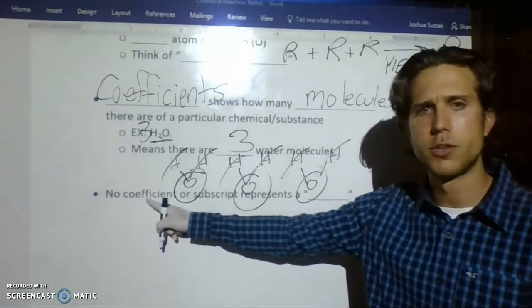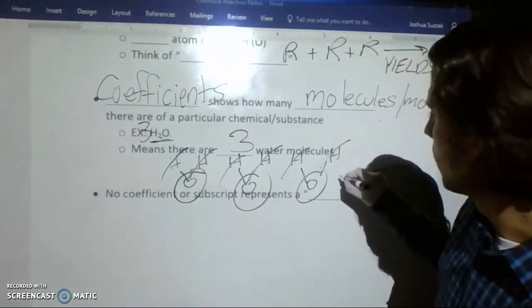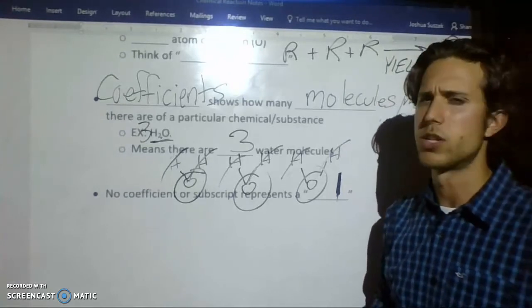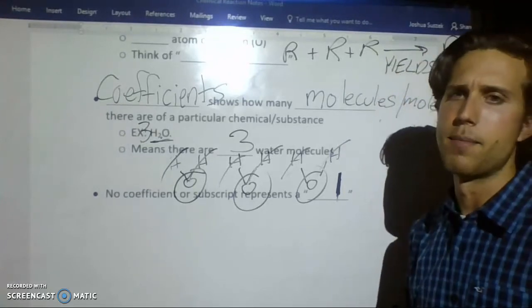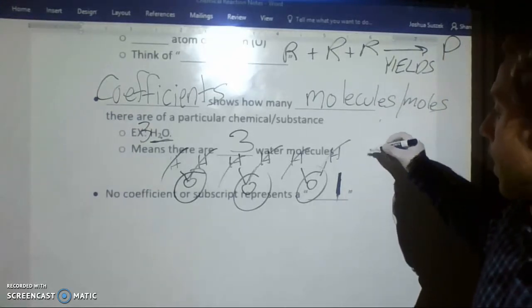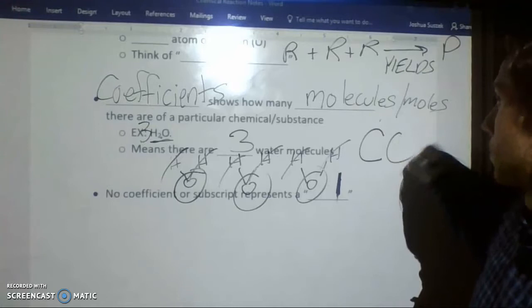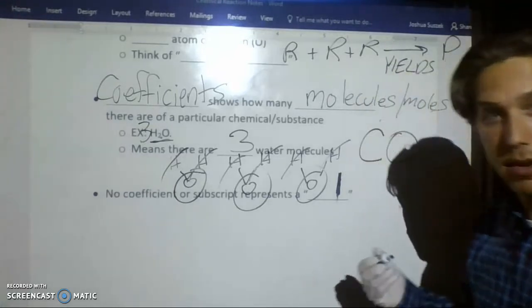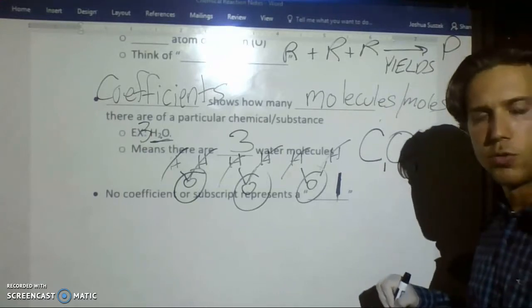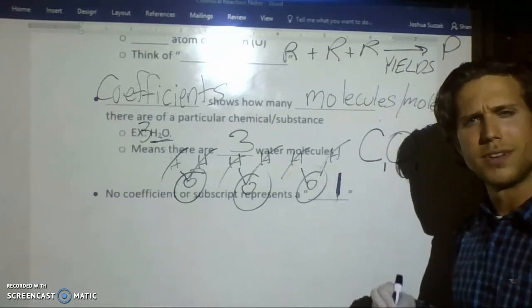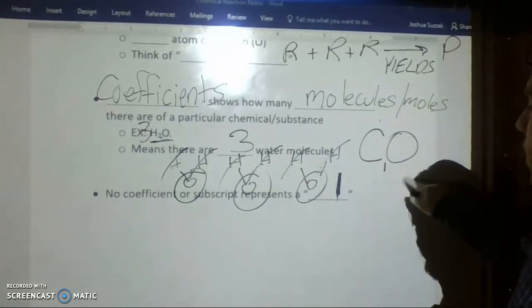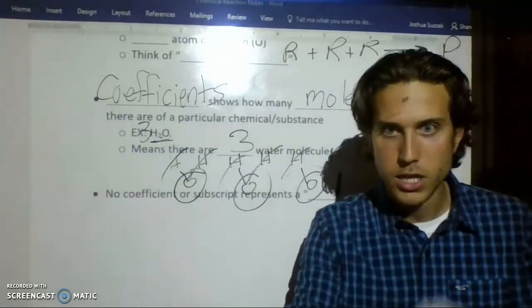Again, I want you, ladies and gentlemen, to remember that no coefficient or subscript means that it's a 1, and you are all number 1. Everyone's number 1 here at LVMS. Just to show you, if I had CO for carbon monoxide, there's nothing here, nothing here. We could say it's C1O1, but it's just easier to say CO. No subscript means just a 1.